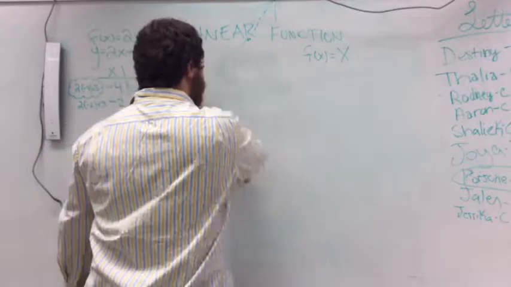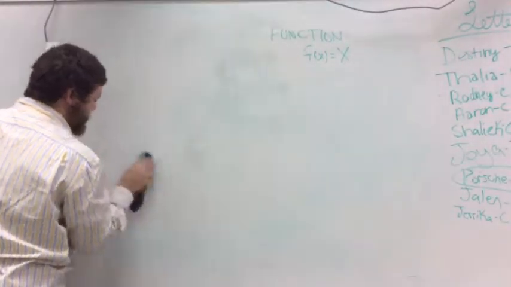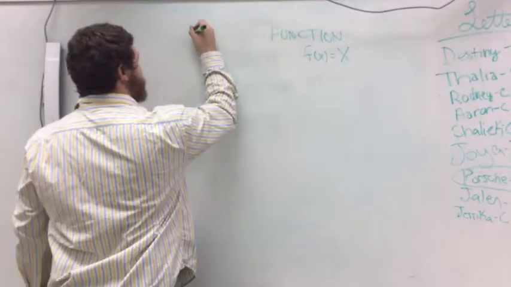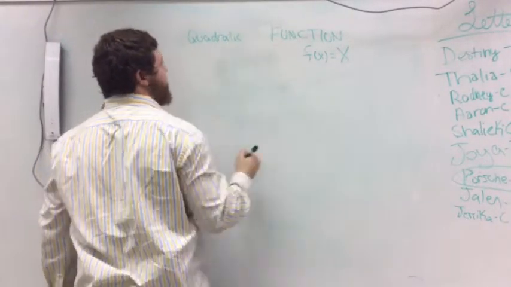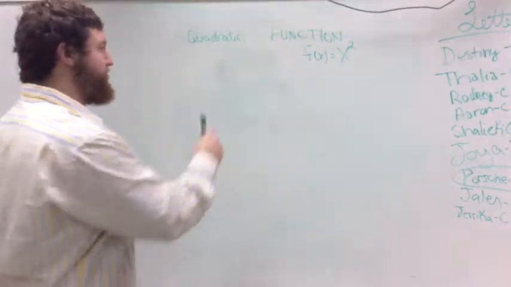Alright, we're going to step it up one and do a quadratic. For quadratic, you think quad, so you think 4, but no, it's actually just up one power. So this is a quadratic function, and it's x to the second power. So that's my parent.